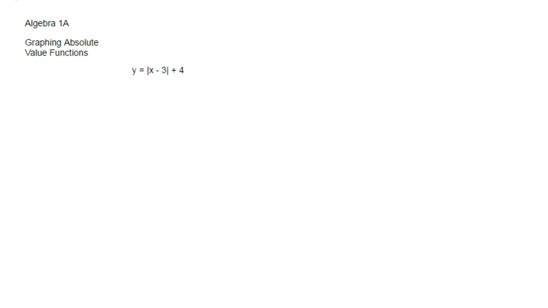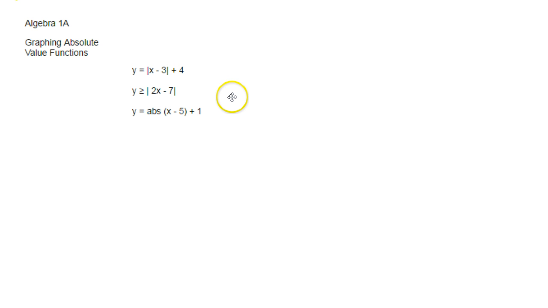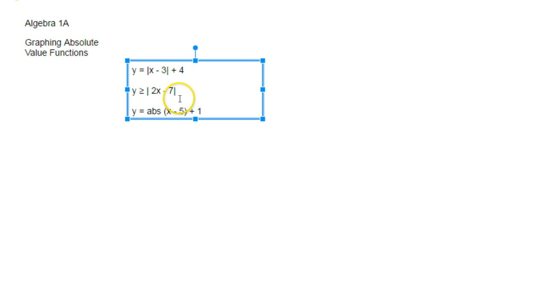Now also, something that does pop up is that maybe you'll have to graph an inequality, something that looks like this: y is greater than or equal to the absolute value of 2x minus 7. Another notation that you might see is y equals abs of the quantity x minus 5, plus 1. These are all equivalent statements. They all do the same exact thing, except for this one, where you're going to be filling in a different direction.